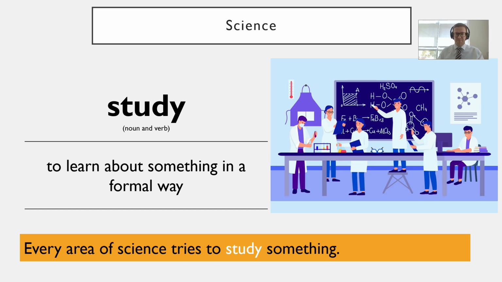Study. To learn about something in a formal way. For example, every area of science tries to study something. So again, in the picture we have a teacher showing students. This is a formal way of learning, so it's study. You can study without a teacher, but in this picture it has one. And again, study can be a verb, like it is in this sentence, or it can be a noun.